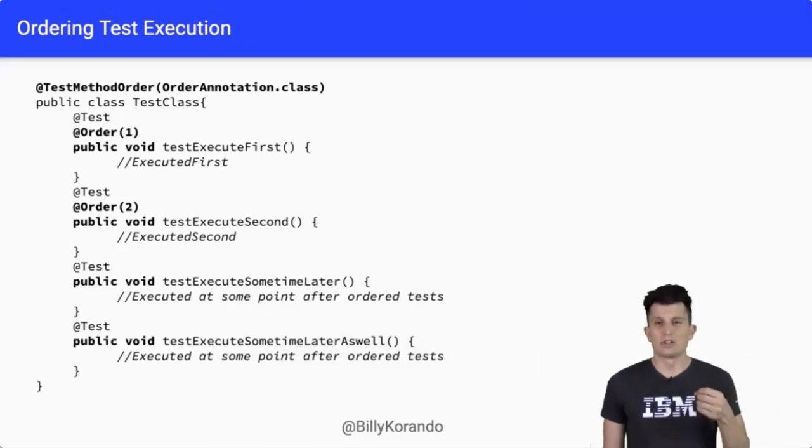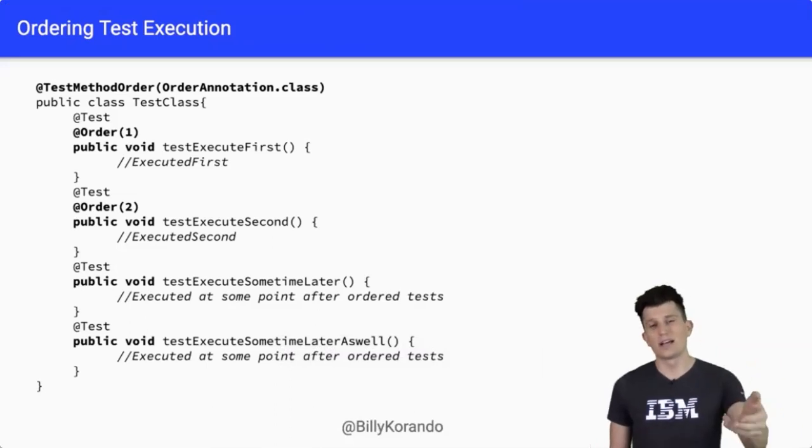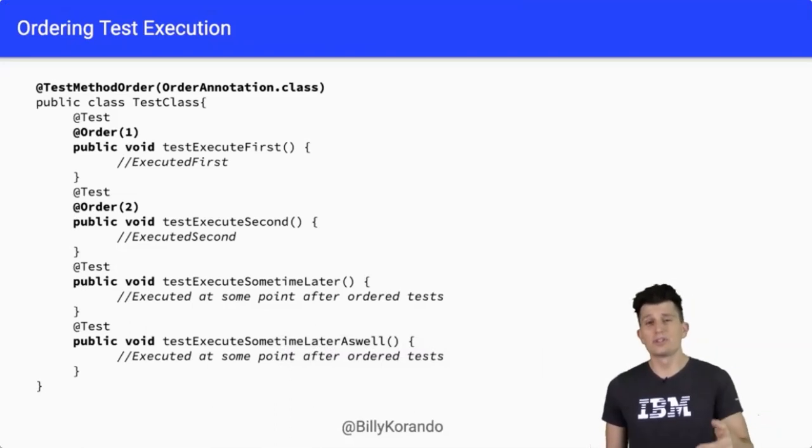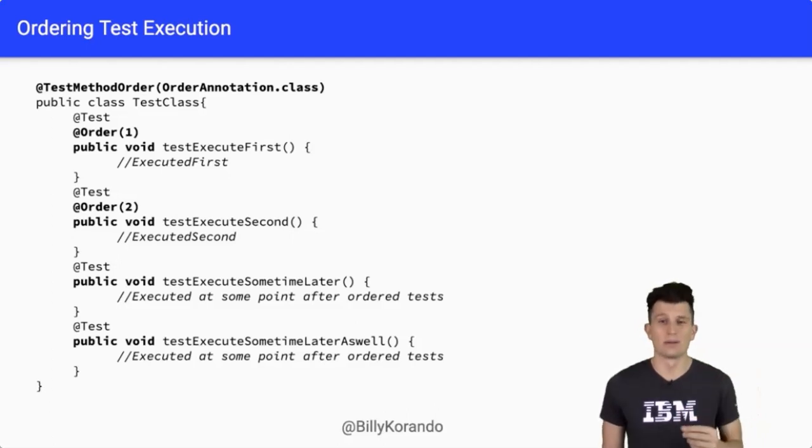And this allows you to declare an explicit ordering to test. In this example, I have two tests that are ordered, and these tests will be executed first and second. The other two tests will then be executed after these first two tests, so you don't have to order every test if you don't care about when it's ordered or when it's executed. You just want to have it executed sometime later.